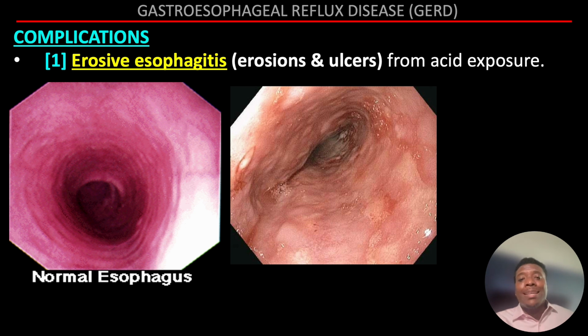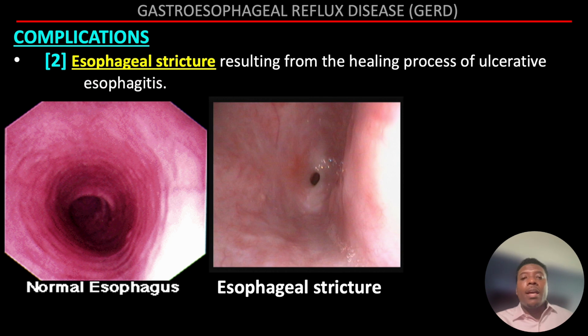Remember, in GERD, the acid is coming up. If the acid comes up and it causes inflammation of the esophagus, we call that erosive esophagitis. They get either erosions or ulcers from this exposure to this acidic content. GERD is the most common cause of esophagitis. If the acid comes up and it causes damage and it starts to heal by scarring, eventually the scar tissue can lead to narrowing of the esophagus, and we call that an esophageal stricture. So again, they can present with weight loss, odynophagia, and dysphagia.